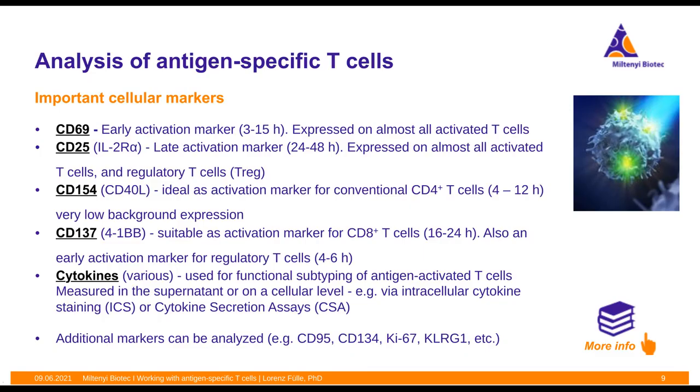So what should be analyzed when analyzing antigen-specific T cells using flow cytometry? For example, there's CD69, which represents an early pan T cell activation marker that is expressed in almost all activated T cells. Then we have CD25, which is also known as the interleukin-2 receptor alpha subunit, which represents a more late activation marker expressed at 24 to 48 hours after activation, in almost all activated T cells, including activated regulatory T cells.